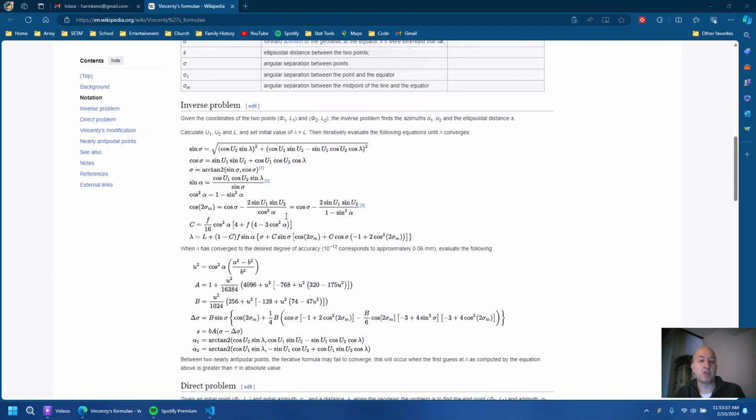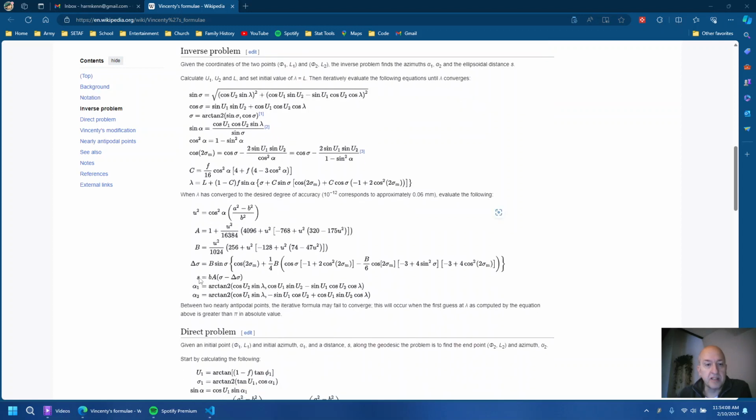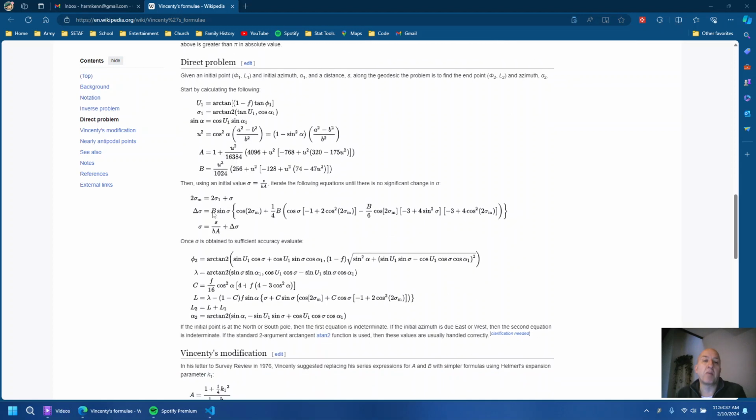So he came up with two situations. If you have 2 points, latitude, longitude, converting that into distance and direction, that's his inverse problem. Spectacular, really neat how it does this. There is a looping function in here that as you approach the correct answer, it'll get closer and closer as you go through this, and I'll show you that as I build my Python code.